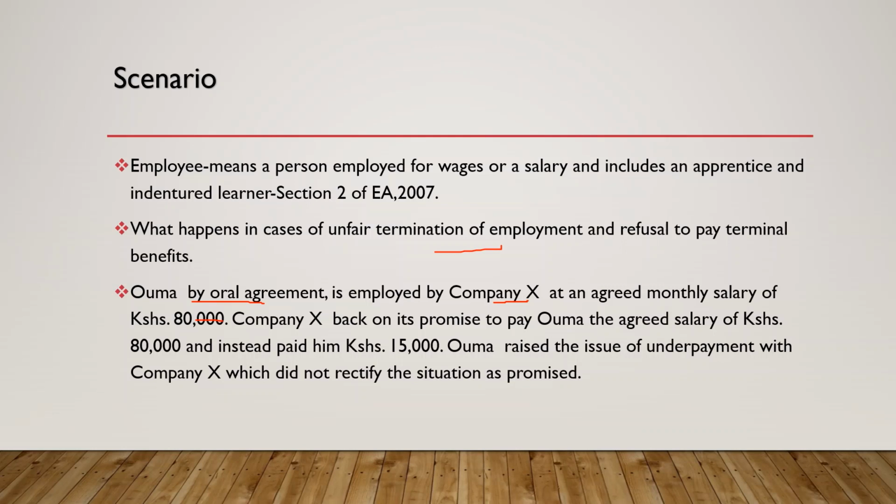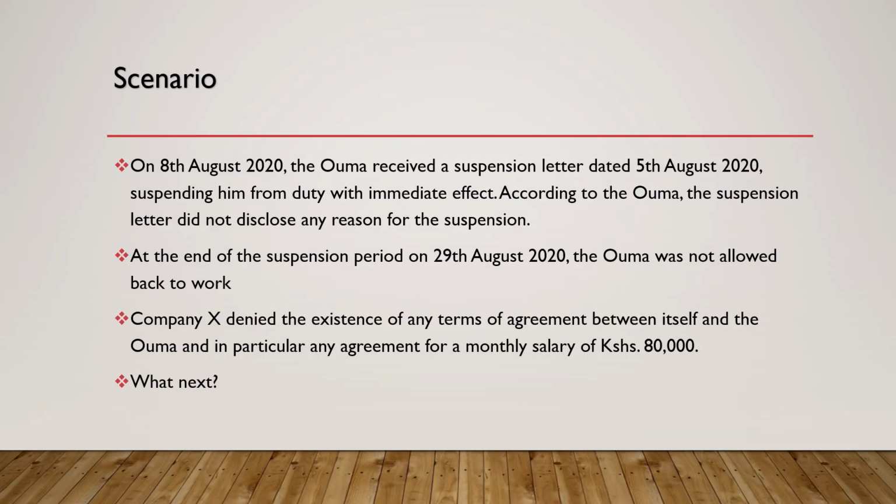And obviously, as you can see already here, there's an issue of underpayment that Ouma goes ahead to raise, and the company refuses to rectify that situation, not to forget that Ouma and company X had an oral agreement. Even with the underpayment, Ouma continues serving in his role in company X, and later on the 8th of August 2020, Ouma receives a suspension letter dated 5th of August, suspending him from his duty with immediate effect.